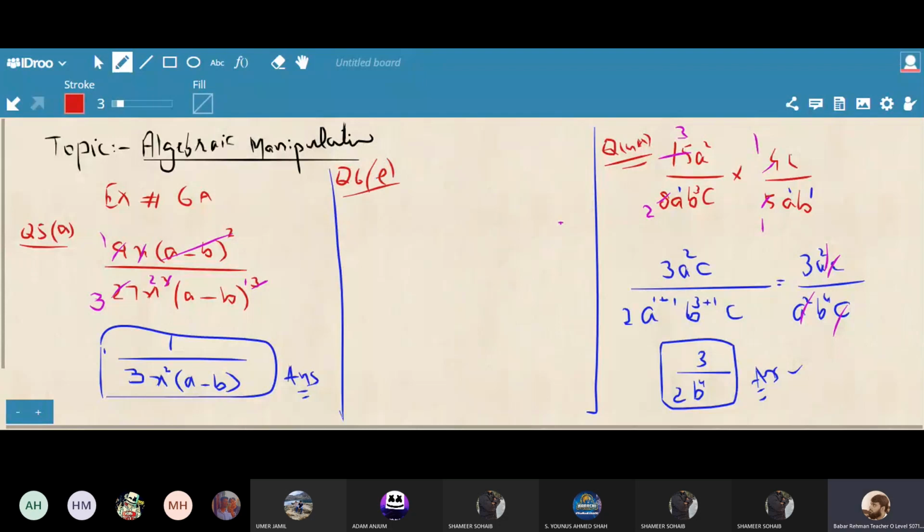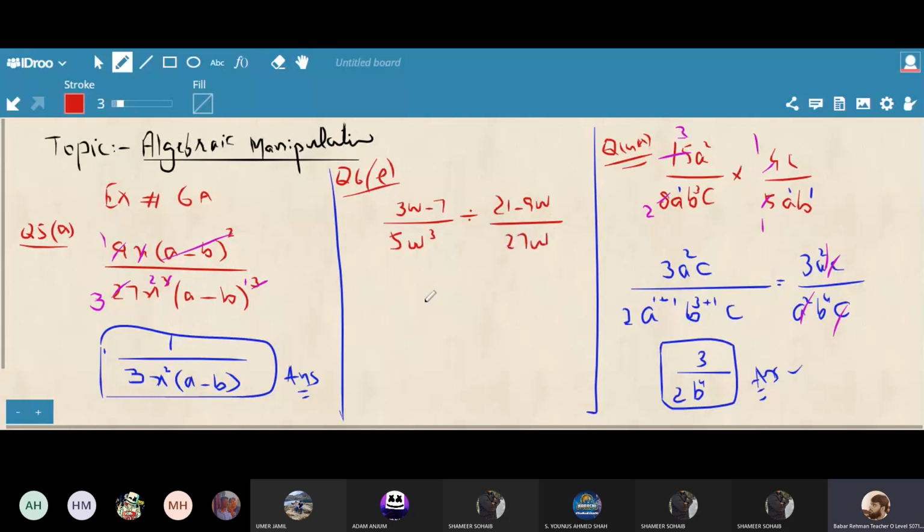6E is (3W minus 7) divided by 5W cube. Okay, is this the dividing sign over here? Okay, dividing sign there. And (21 minus 9W) upon 27W.